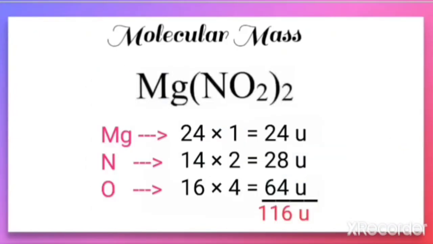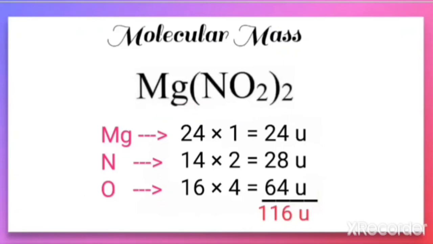Next example, magnesium nitrite. The formula for magnesium nitrite is Mg(NO2) whole twice. That means NO2 is present 2 times. So let us find out which elements are there. Here magnesium is present, nitrogen is present, and oxygen is also present. The atomic mass for magnesium is 24. Since there is only a single magnesium, we multiply with 1, which gives 24 U.